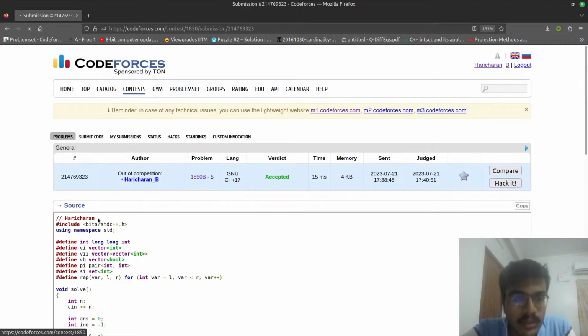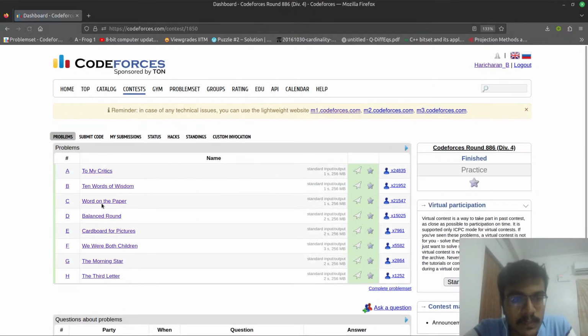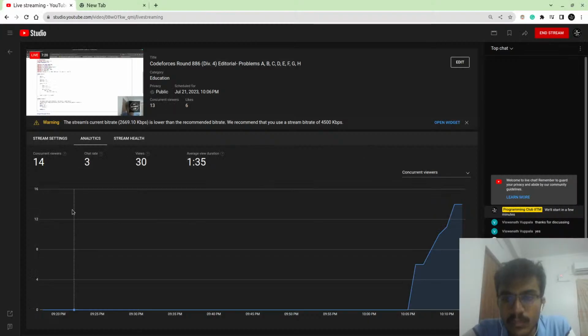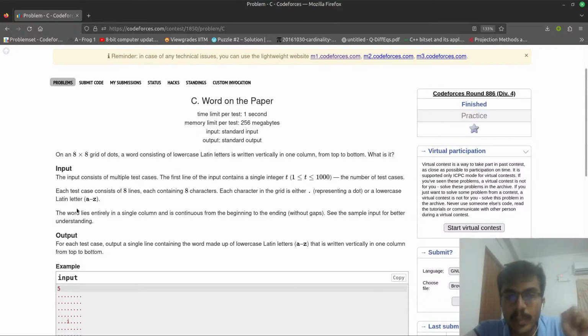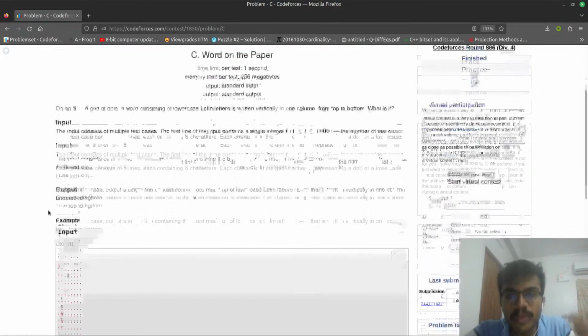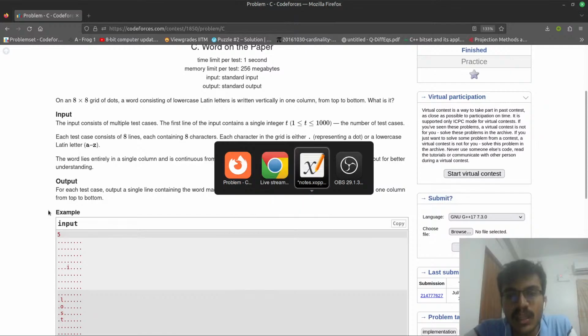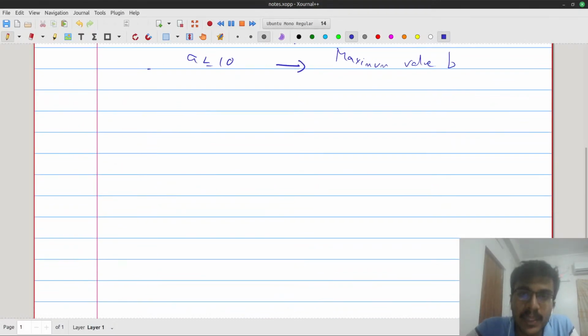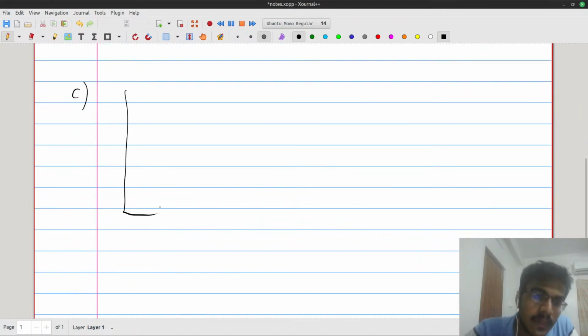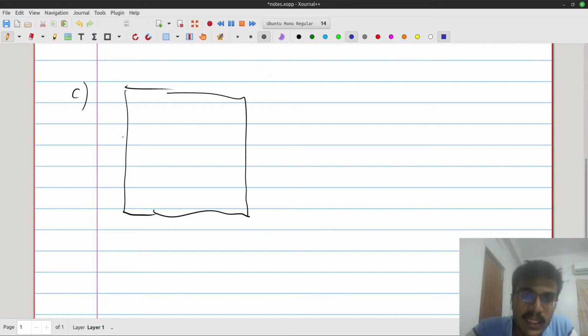I am moving on to the next question, the C question. Okay, so people asked about question 3. Right, so we are given an 8 by 8 grid of dots, and the question is how to find the word that's written. There are many ways to do this, but I think one way would be the easiest, that's just my personal opinion. We are given some 8 by 8 grid like this, and some word that is hidden somewhere in it.